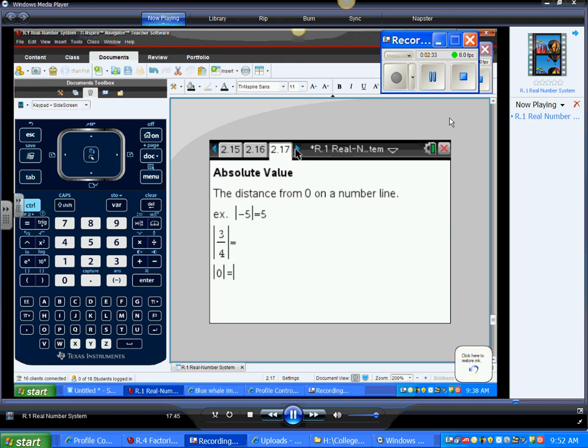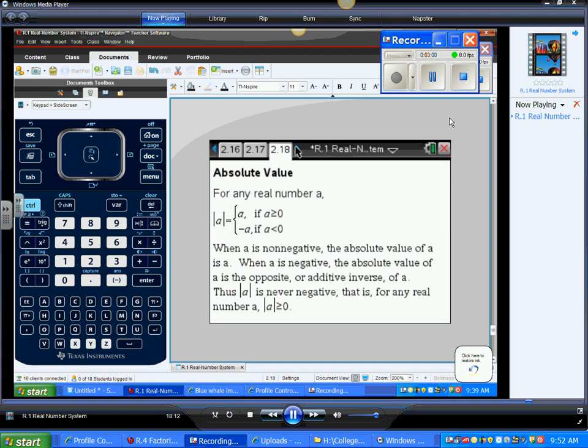Okay, good. Absolute value. The definition for absolute value is the distance from 0 on a number line. We know that the absolute value of negative 5 is 5. The absolute value of 3/4 is 3/4. And the absolute value of 0 is 0. Okay, so basically it takes any negative, makes it positive, takes any positive, keeps it positive, and 0 always stays 0.